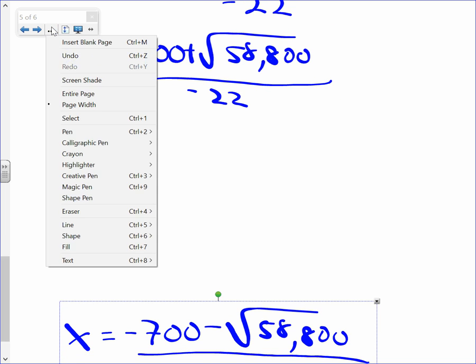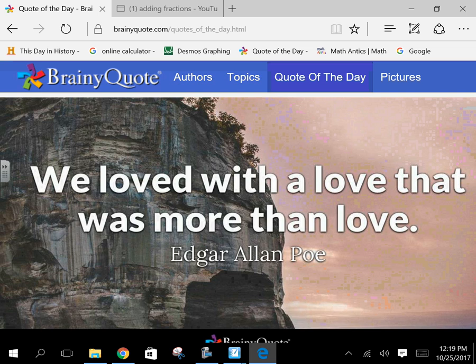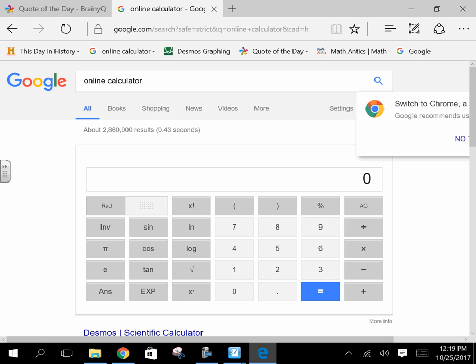Here we go. I'll put it in red now. X is negative 700 plus... you know what I'm going to do? I'm just going to type all that in my calculator. Watch this. Negative 700 plus square root 58,800. I press equal, then I press divided by the denominator, negative 22. I'm going to round to the nearest tenth of a second. That's the first decimal to the right. This is 5 or bigger, so this will be 8, 20.8 seconds.